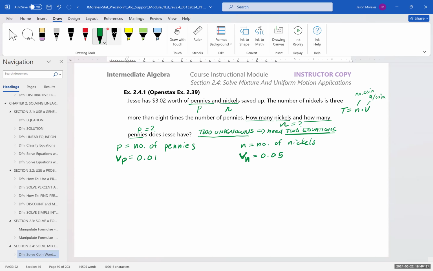All right. So to calculate the total value, we're going to have the total value of pennies, which is equal to the number of pennies times the value of a penny. And then we've got the total value in nickels, which is equal to the number of nickels times the value of a nickel.